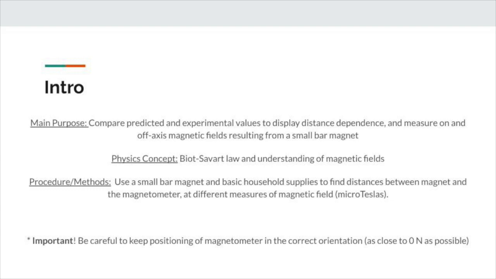The Biot-Savart law is one of the main physics concepts used in this lab, as well as further understanding of magnetic fields. The procedure uses a small bar magnet and some basic household supplies in order to find the distances between the magnet and the magnetometer, and each of these at different measures of magnetic field.